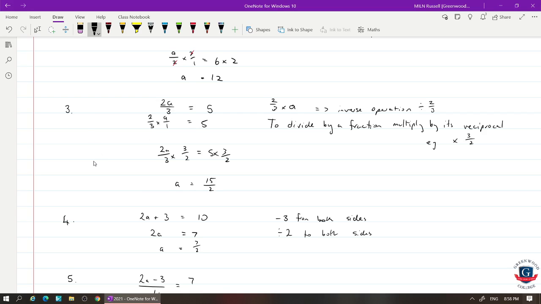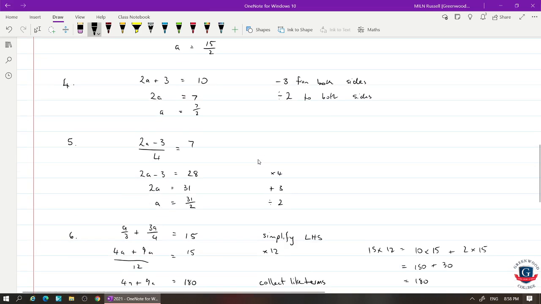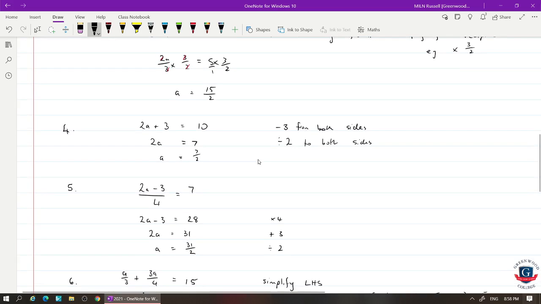Now, if we multiplied the left-hand side by 3 over 2, the 3's will cancel and the 2's will cancel, leaving us with just a. It's quite clever, really. So if we multiply the left-hand side by 3 over 2, we have to multiply the right-hand side by 3 over 2 as well, which will give us 15 over 2. And if you're not sure why, put the 5 over 1, and then it's just a fraction multiplication, which gives us 15 over 2.